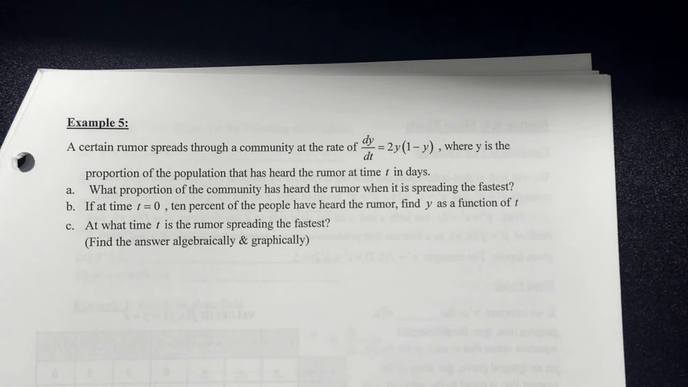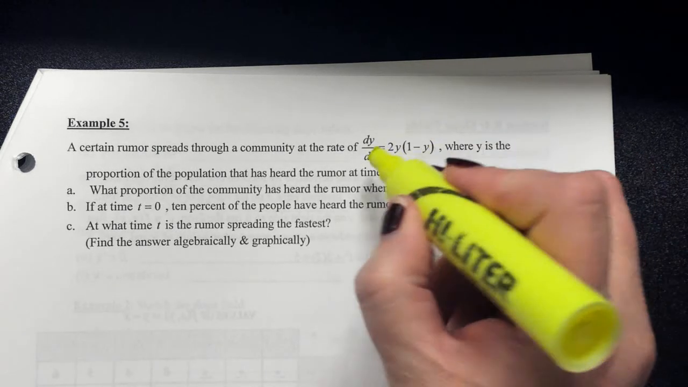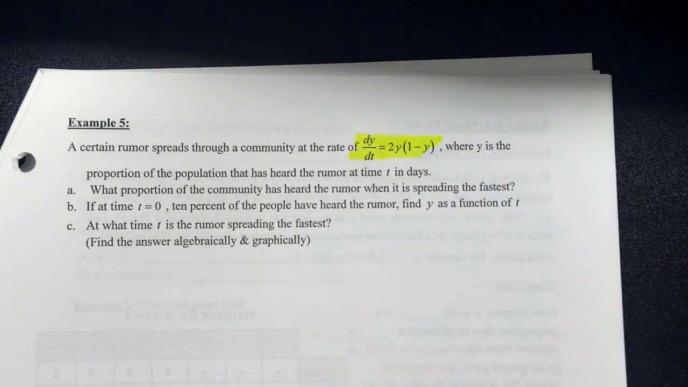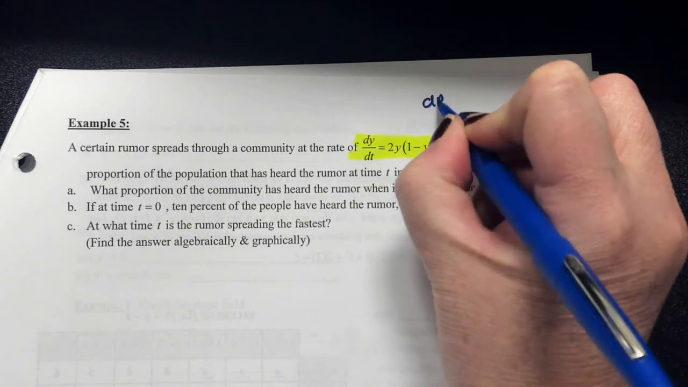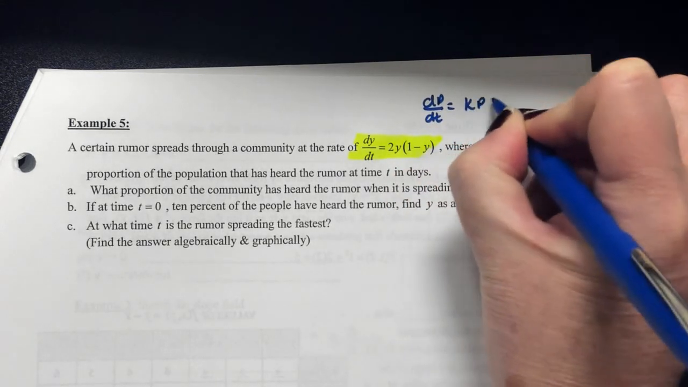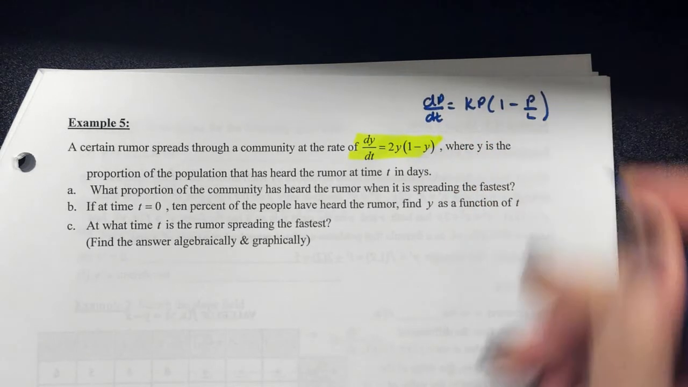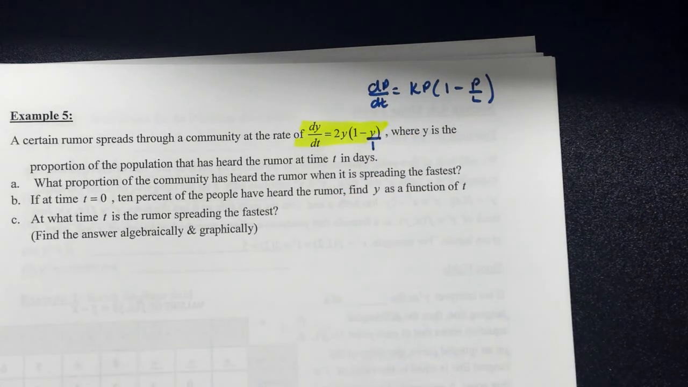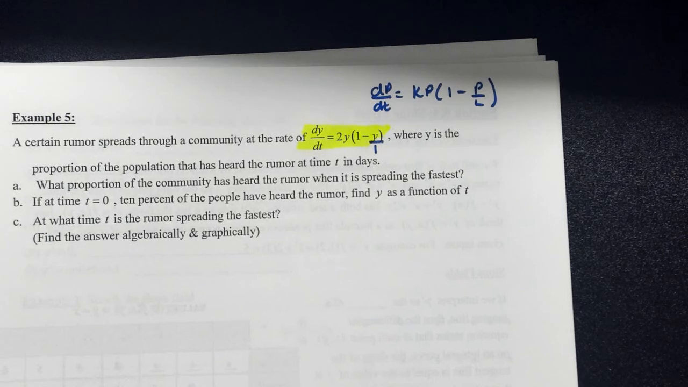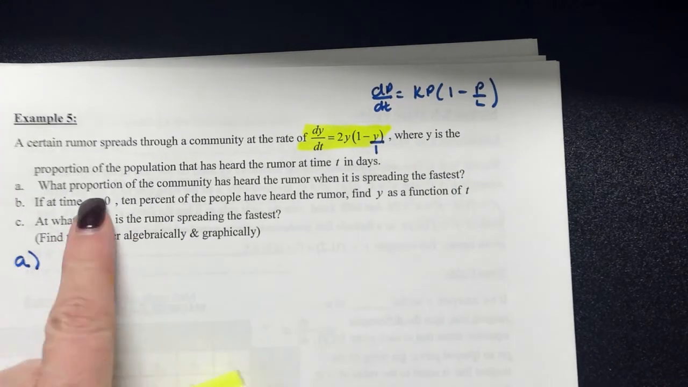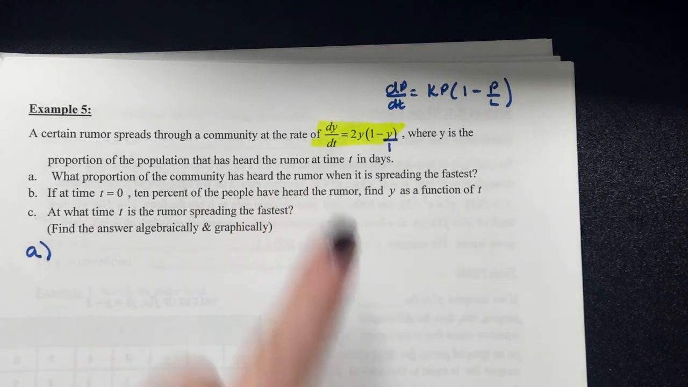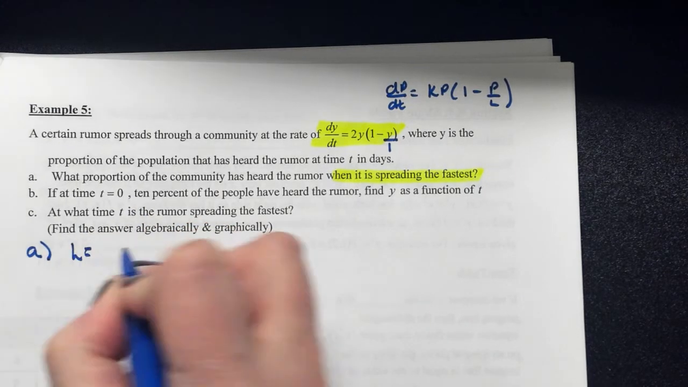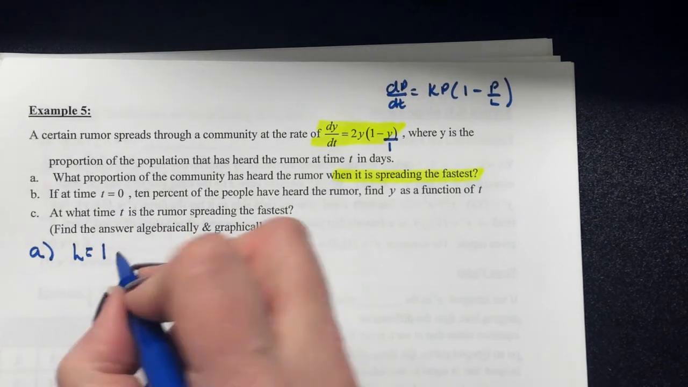A rumor is spreading through the community at a rate. Notice they're giving you the differential form. First of all, is it in the form that I want? Is it in the form dP/dt equals k times P times 1 minus P over L? Yes, because again, the denominator is just a 1. For part A, what proportion of the community has heard the rumor when it is spreading the fastest? Well, what is your carrying capacity? Your carrying capacity is 1. So half the community.